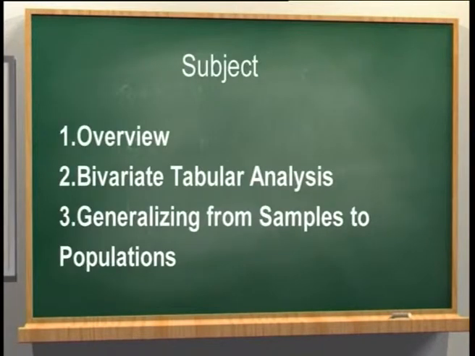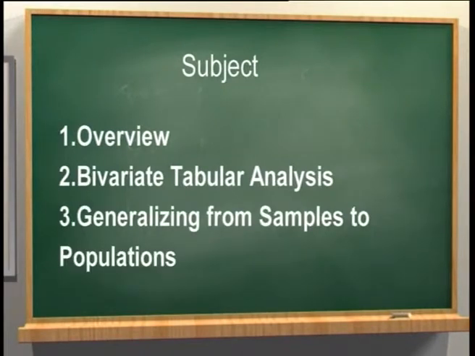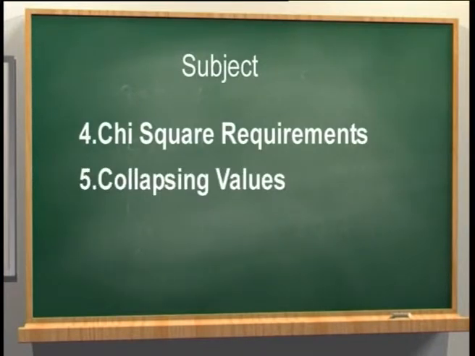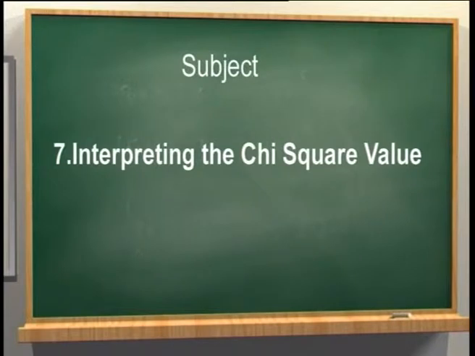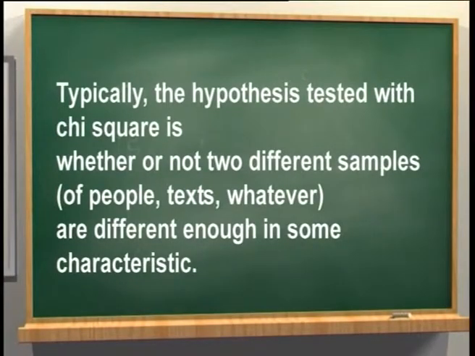Subject: an overview, bivariate tabular analysis, generalizing from samples to population, chi-square requirements, collapsing values, computing chi-square, interpreting the chi-square value, measures of association will be discussed. Chi-square is a non-parametric test of statistical significance for bivariate tabular analysis. Typically, the hypothesis tested with chi-square is whether or not two different samples are different enough in some characteristic.